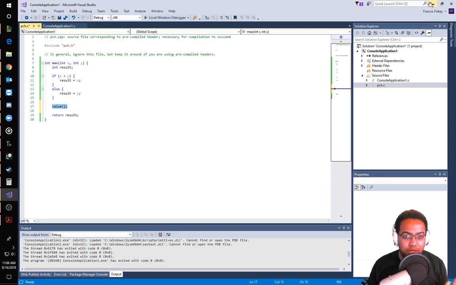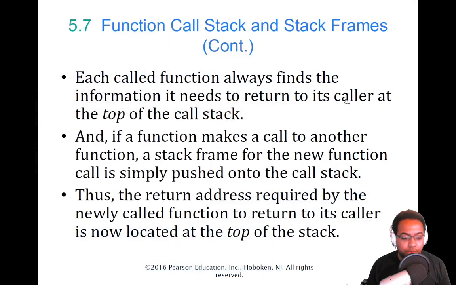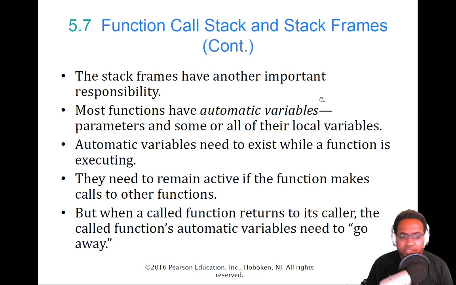I know it sounds a little confusing, but it really does make a lot of sense when you see it in real time. The stack frames have another important responsibility. Most functions have automatic variables, parameters, and some or all of their local variables. Automatic variables need to exist while a function is executing. They need to remain active if the function makes calls to other functions. But when a called function returns to its caller, the called function's automatic variables need to go away.